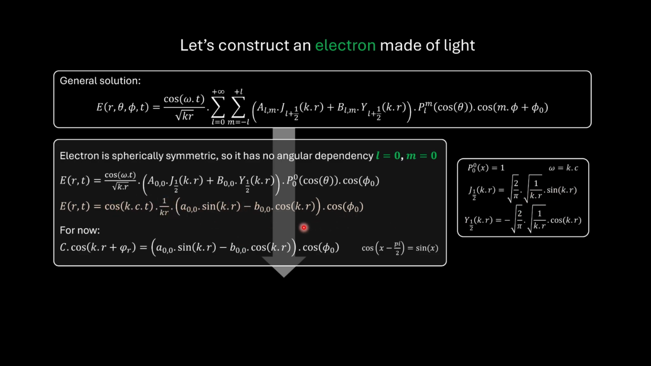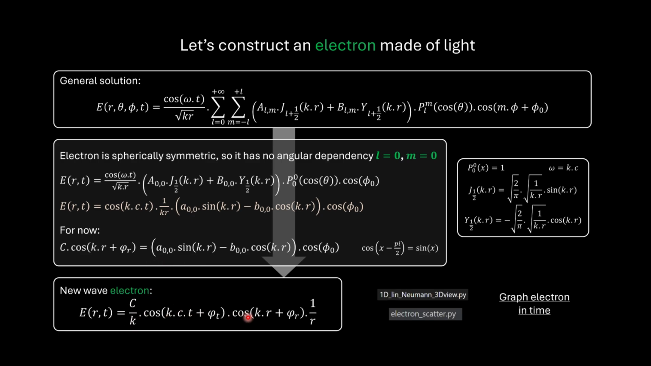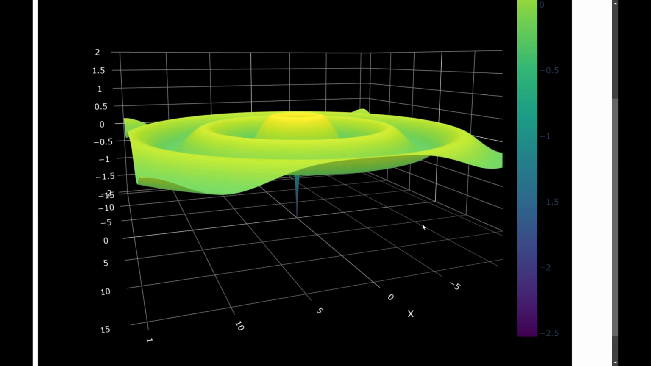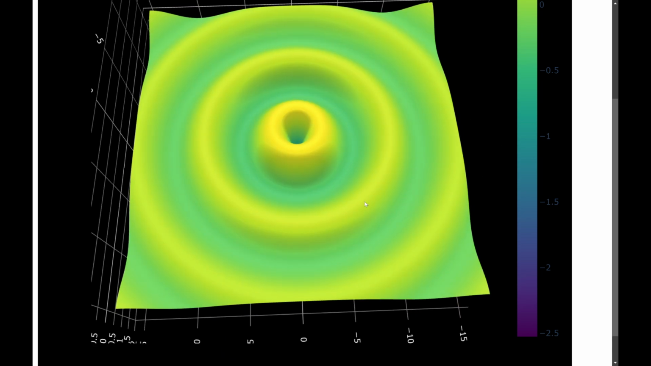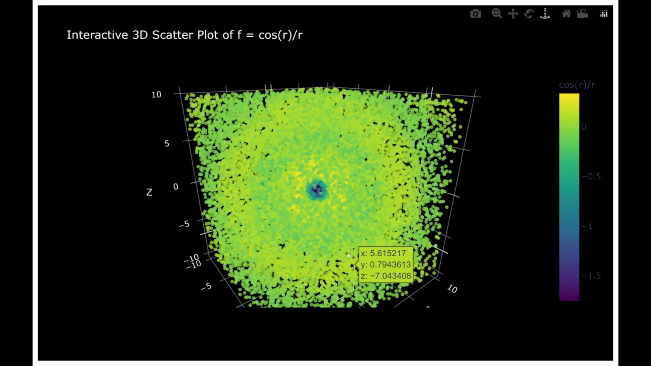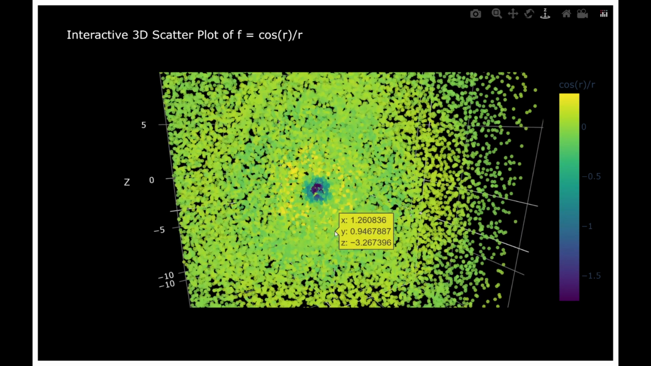So we have it now, our electron made of light. Let's visualize what it looks like. So this is a 2D cut of an electron to see what's inside. It goes to infinity at 0 and wiggles to 0 when far. But this is only a cut. The full field in 3D looks like this, and you can see the same wiggling outside and going to -infinity in the center.